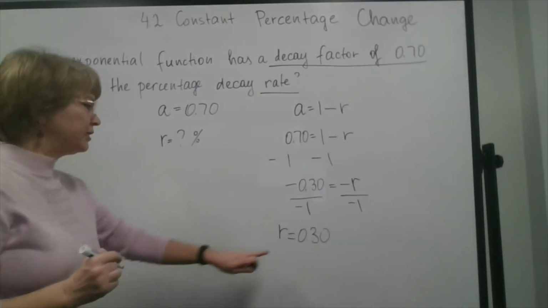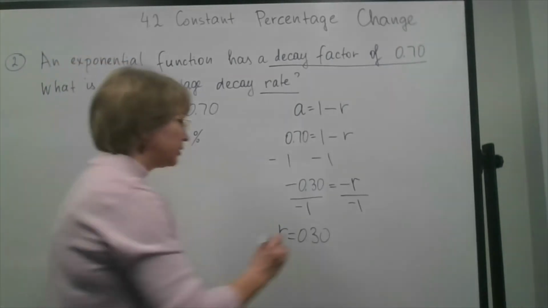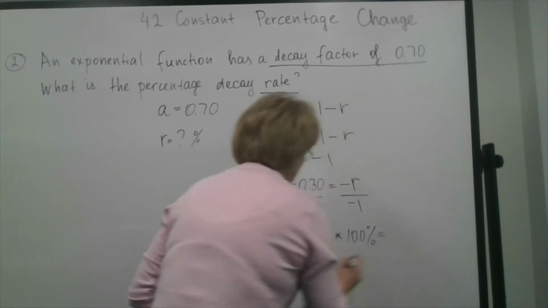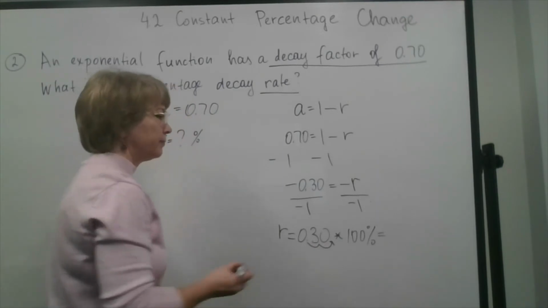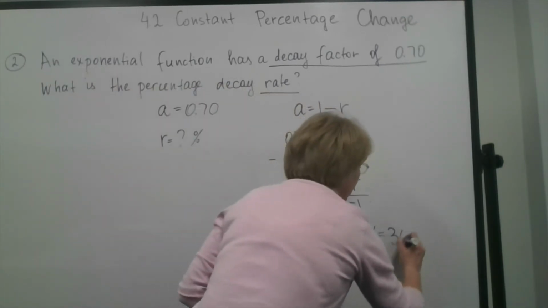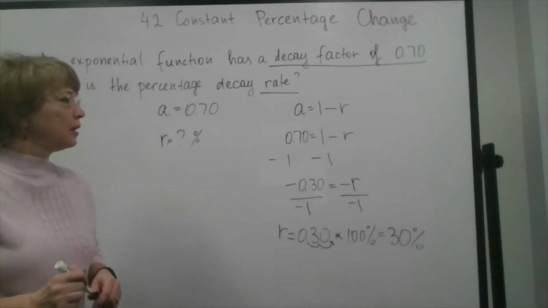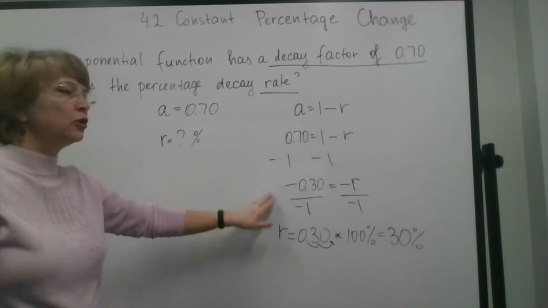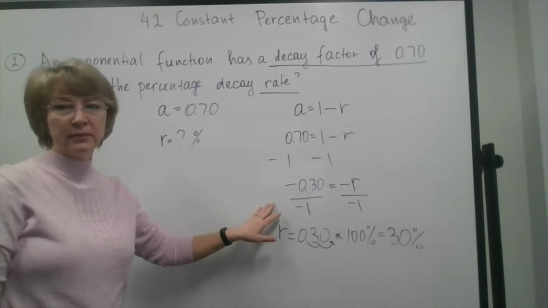Now we have to change the decimal number into a percent by multiplying this number by 100% or moving the decimal point 2 places to the right. So the final answer will be 30%. When you work on similar problems, please do it slowly and carefully so you will not make mistakes and will save your time.